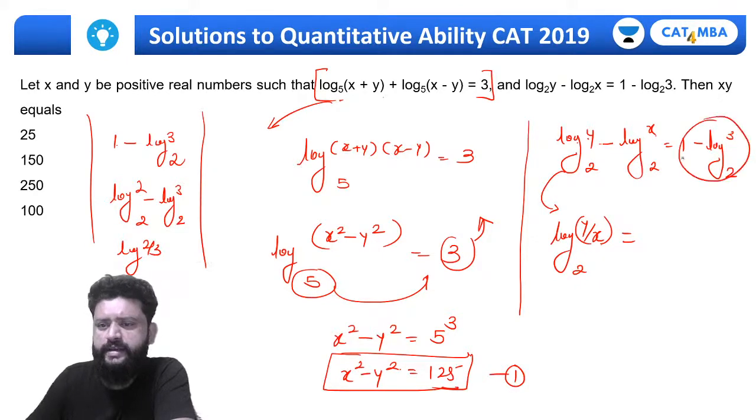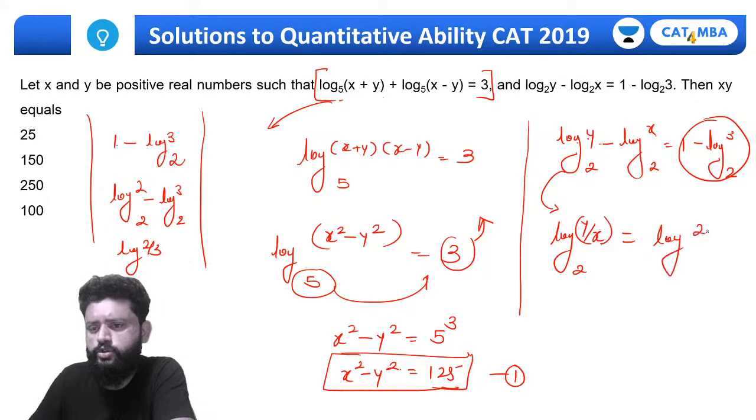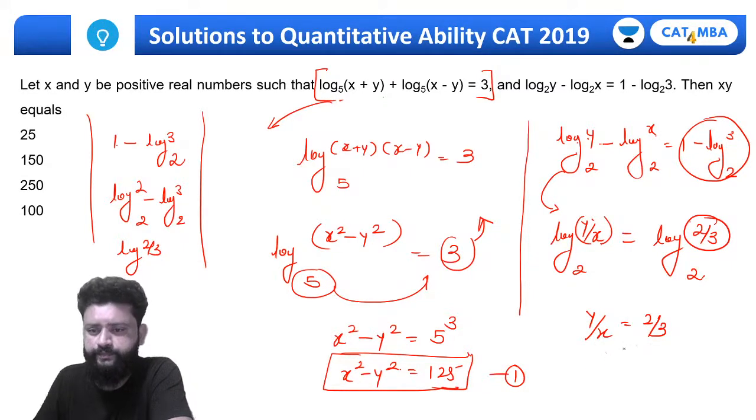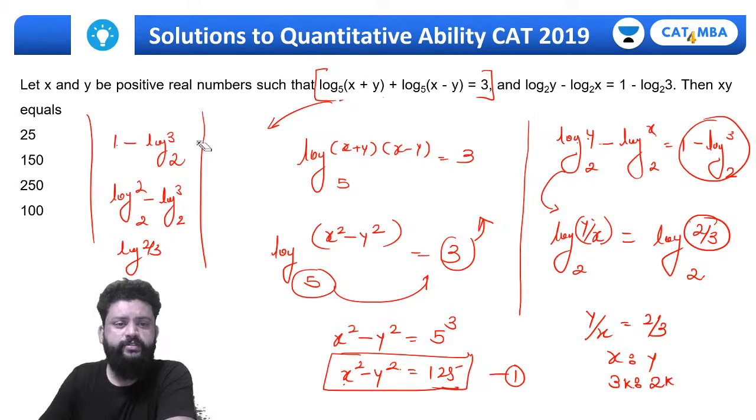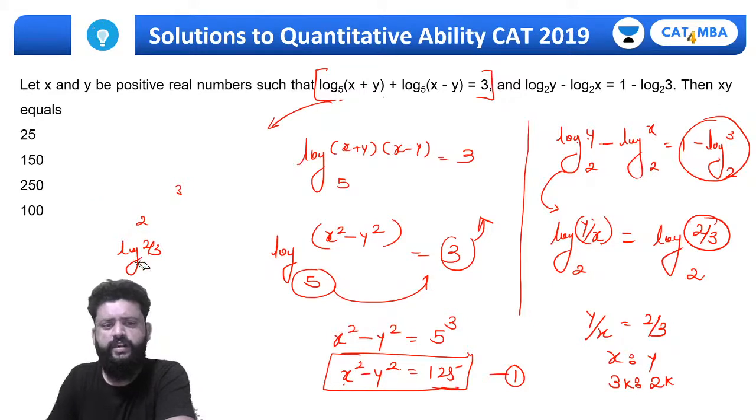So just by this I can write log of 2/3 to the base 2, and from here I can simply conclude y by x is 2/3. Y by x is 2/3. तो x is to y का रेशियो क्या हुआ, x अगर 3 है तो y 2. तो y अगर 2k है तो x 3k है. एंड वी नो x स्क्वायर माइनस y स्क्वायर इज 125. सो लेट मी सॉल्व इट हियर. दैट्स अ सिंपल क्वेश्चन.